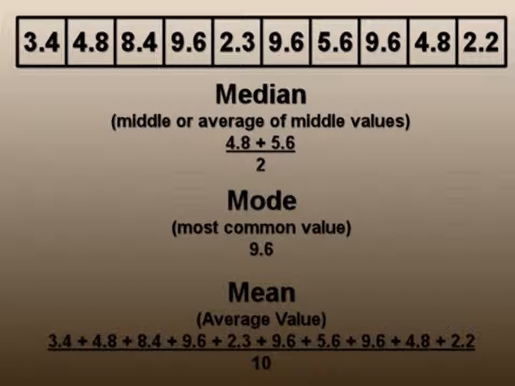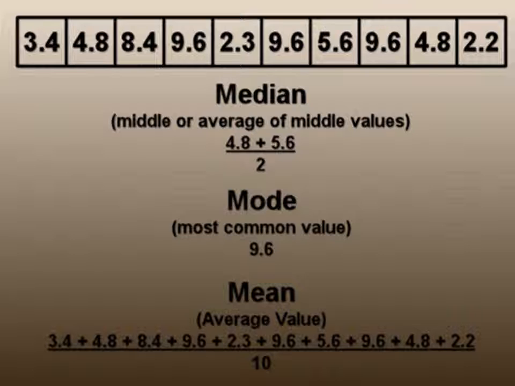So let's look at a data set. On top we have 10 numbers, 3.4, 4.8, 8.4, and so on. So to take our median, we would arrange them from lowest to highest first, and there are 10 numbers, which is an even number, so we would take the 2 middle numbers, 4.8 and 5.6, once we arrange them from lowest to highest, and take the average of those 2 numbers.